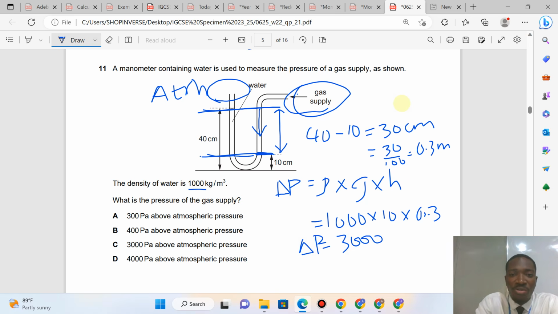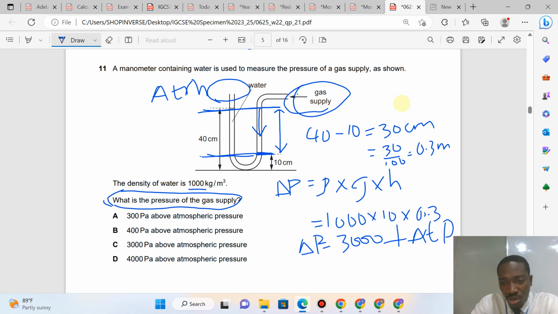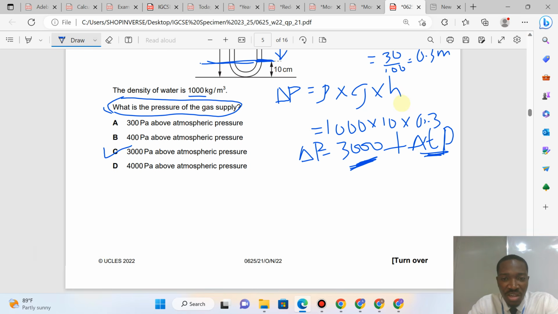But the question requests for the pressure of the gas supply. Now, the actual pressure of the gas supply will be this change in pressure plus atmospheric pressure. You get it? So the pressure of the gas supply must be 3,000 added to atmospheric pressure. That's 3,000 above atmospheric pressure. Sorry, density. Yeah, 3,000 above atmospheric pressure. That's option C, 3,000 pascals above atmospheric pressure.